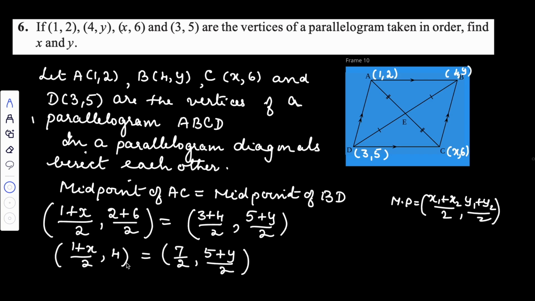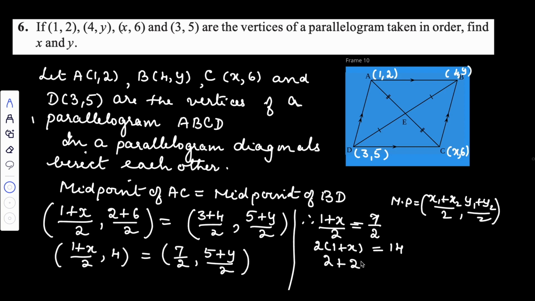Now here these are the two coordinates that are equal. When will they be equal? If the x coordinates are equal and the y coordinates are equal. Therefore (1 plus x) by 2 is equal to 7 by 2. Doing cross multiplication, we get 2 into (1 plus x) is equal to 14. So 2 plus 2x is equal to 14. So 2x is equal to 12. So x is equal to 6.